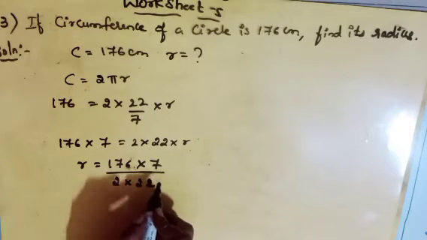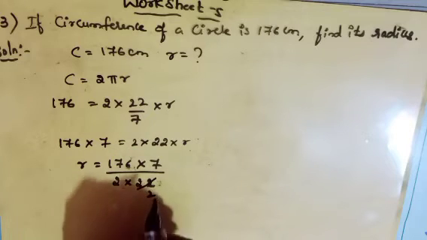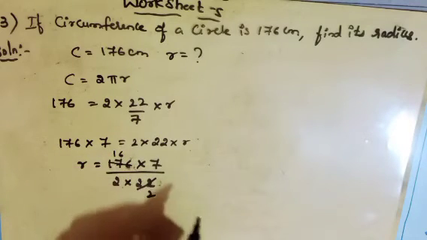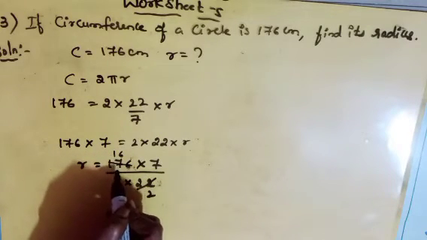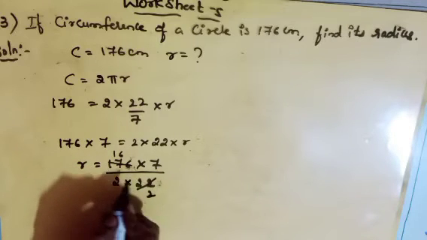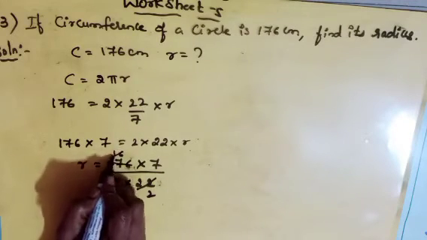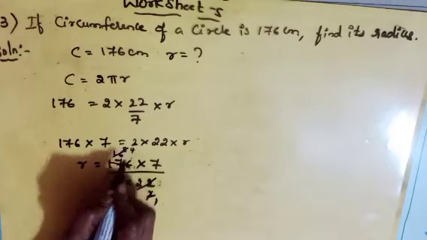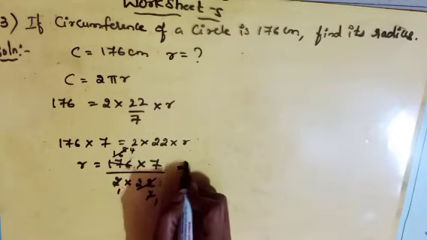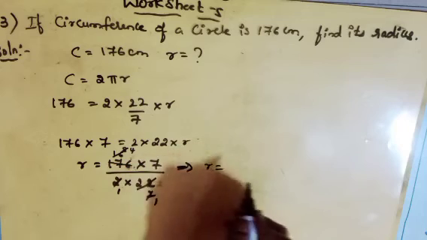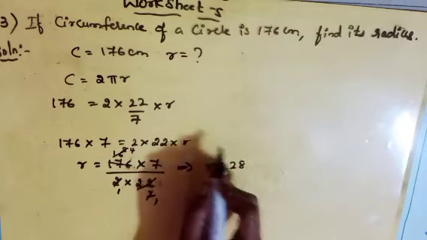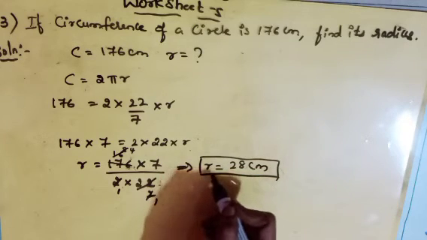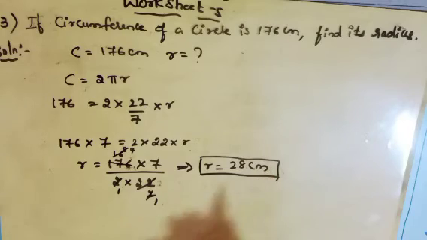Next let us cancel. 11 2s are 22, 11 16s are 176. Next we can cancel here. 2 1s are 2, 2 8s are 16. Next 2 1s are 2, 2 4s are 8. Next multiply, we'll get the value of r equals 4 7s are 28, 28 centimeter. The radius r equals 28 centimeter. Let us solve the next one.